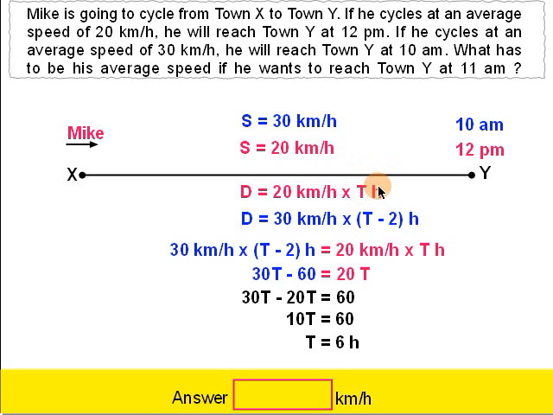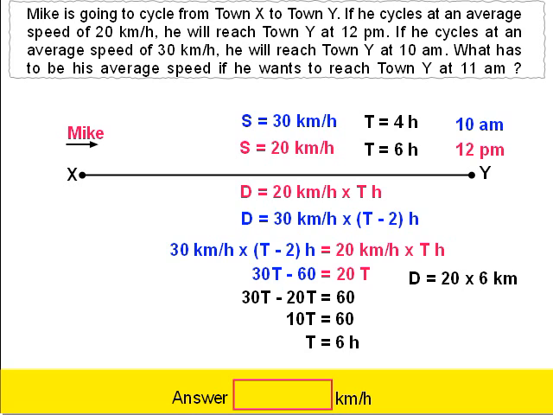Time taken if you were to travel at a speed of 20 km per hour. Then, if you were to travel at 30 km per hour, it is 2 hours less. So that is 4 hours. Now we want it at 11 a.m. That means 5 hours.